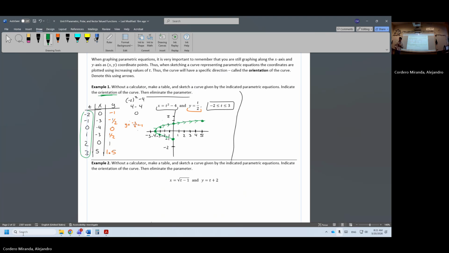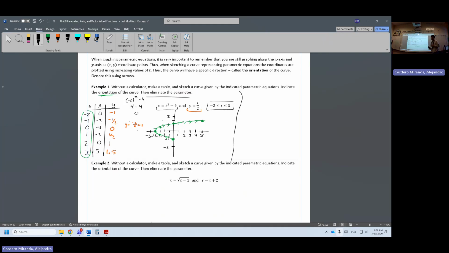Are you good on the graphing bit? Kind of see how these are interesting. You get this interesting looking graph. And then the last bit, it says eliminate the parameter, which is why I told you to save room over here. What that means is write this as a normal equation, y equals blah, blah, blah, x, or x equals blah, blah, blah, y.